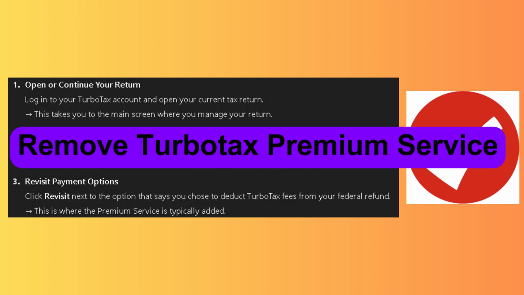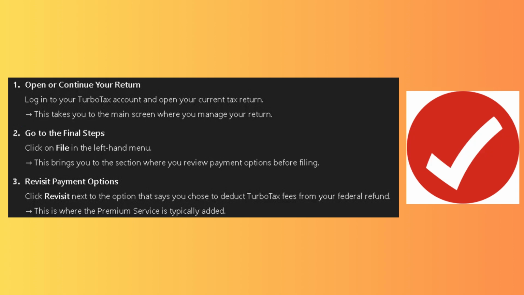In this video, you will learn how to remove TurboTax Premium Service. First, open and continue your return. Log into your TurboTax account and open your current tax return. This will take you to the main screen where you can manage your return.